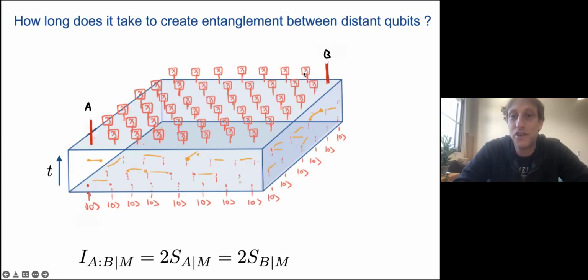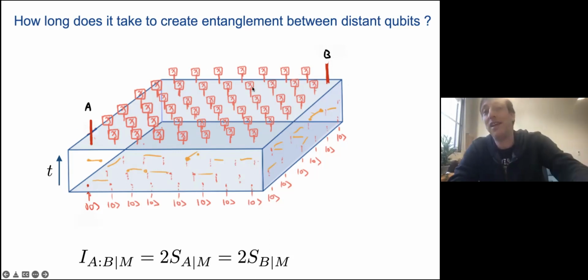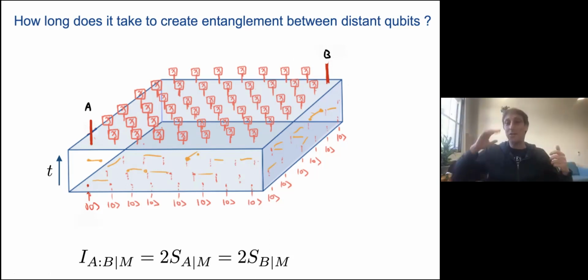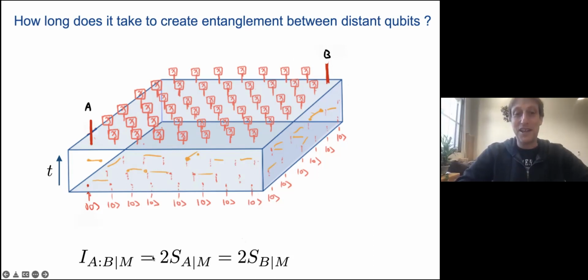So let me measure all the other qubits except A and B. That projects everything else into a product state, and only A and B remain in some unidentified state. And I want to ask whether there is entanglement between A and B, whether the mutual information between A and B is non-zero, or in other words, just what is the entanglement entropy of qubit B.